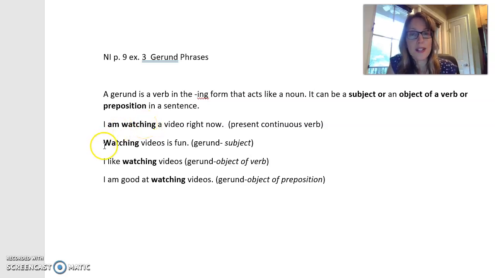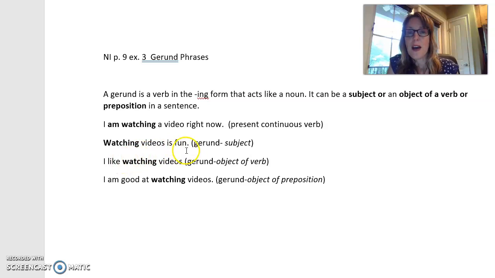Now here we go. Here we have ing, no be verb. That's one clue. It's a gerund. Also, what is the position in the sentence? Well, it's in the subject position. Watching videos, here's the verb, is fun. So that is a gerund. It's serving as the subject of the sentence. It's a phrase, watching videos, but technically the simple subject is the gerund. And by the way, gerunds have singular verbs.